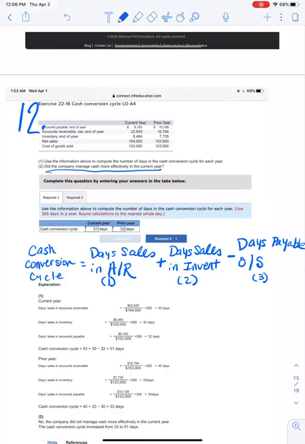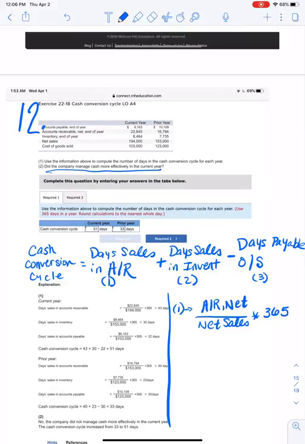I'll label them as 1, and this will be separate. This is calculated as accounts receivable. Make sure you use net, so if there's any allowance, you take that out, divided by net sales times 365. And this is my days sales in AR, okay? So hopefully you see that and hopefully that makes sense.